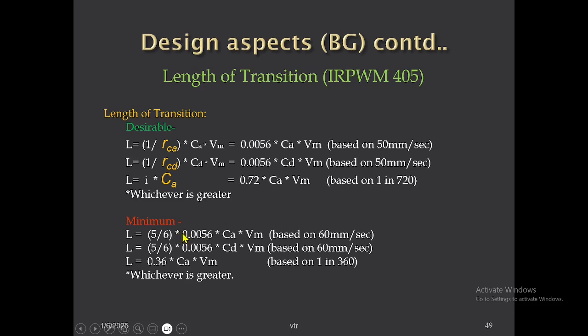And here minimum, this is based on 60 mm. So 60 mm means what? It will be 5/6 of 0.0056. If you are applying 60 mm and applying the conversion factor, keeping this formula as it is, and in terms of coefficient, we make this equation 5/6 into 0.0056 into CA into VM, and 5/6 of 0.0056 into CD into VM, and 0.36 into CA into VM. This is based on 1 in 360 gradient. Okay, cant gradient. Whichever is greater, we have to choose.